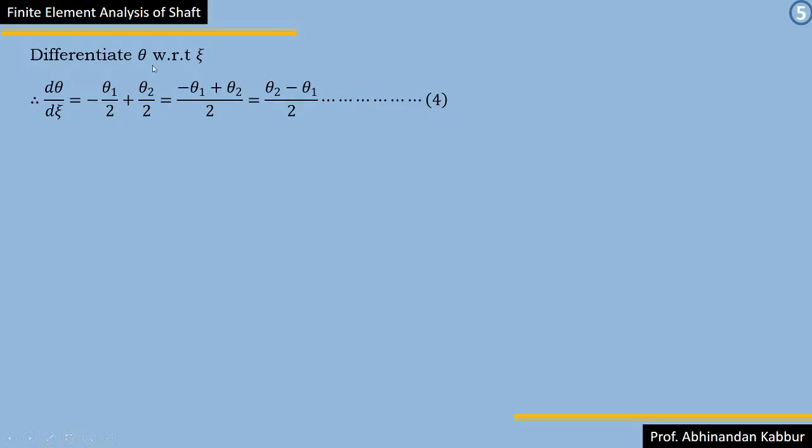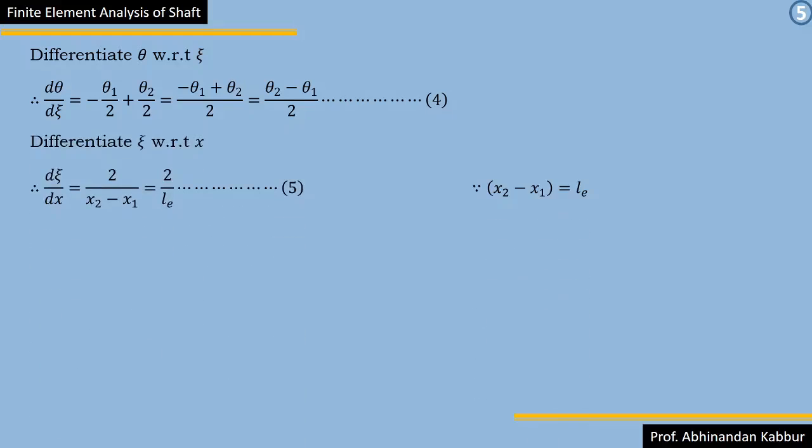I need to differentiate theta with respect to zeta. When I differentiate, I am going to get minus theta 1 divided by 2 plus theta 2 divided by 2. That will be equal to minus theta 1 plus theta 2 divided by 2. Therefore it is theta 2 minus theta 1 divided by 2. That is the derivative of theta with respect to zeta. So let us take this as equation number 4.